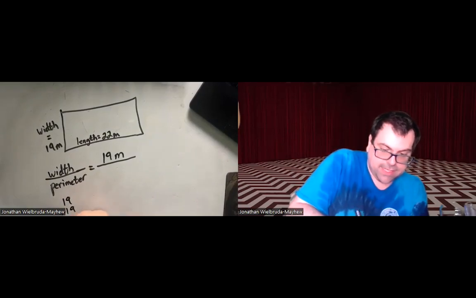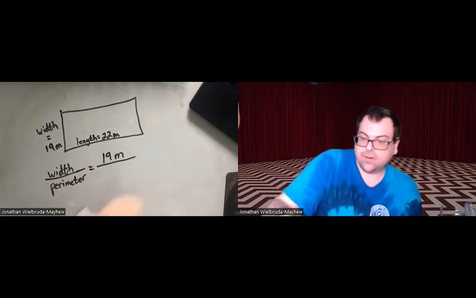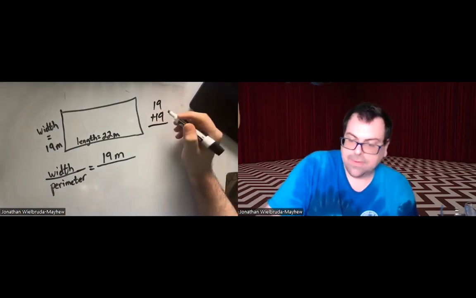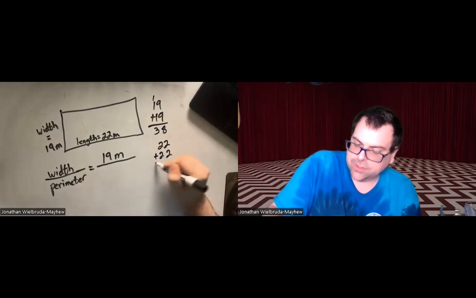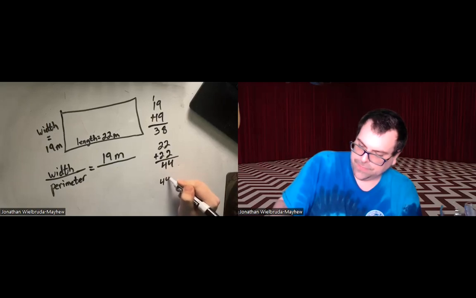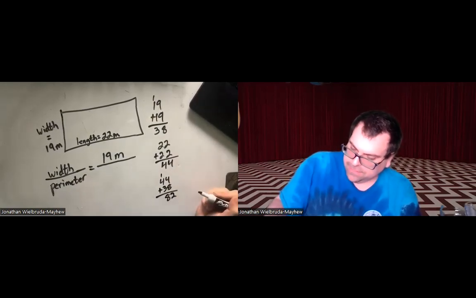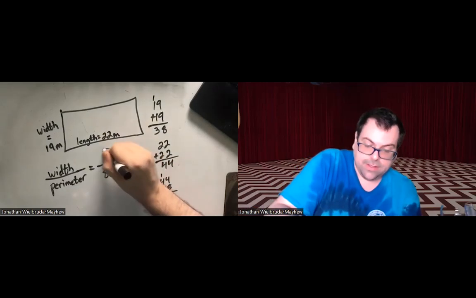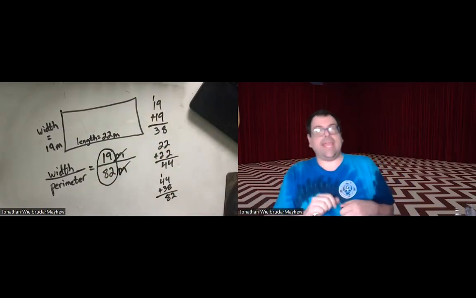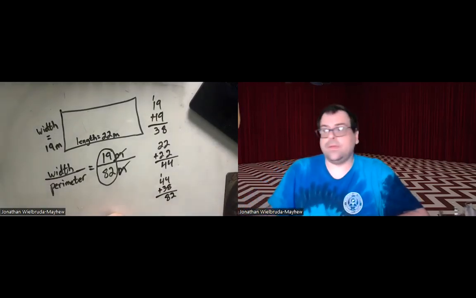19 plus 19. 8, carry the 1, 38. 22 plus 22 is 44. And then 44 plus 38 to carry the 1 is 82. Meters cancels on top and bottom. We're left with 19/82. 19 to 82 is the ratio of width to perimeter. Finally, number 19.